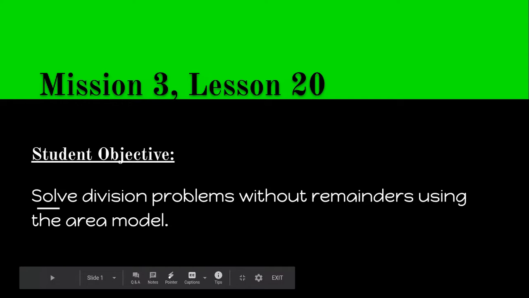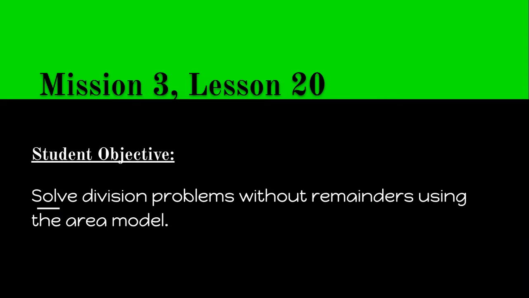Welcome to Mission 3, Lesson 20, where our student objective is to solve division problems without remainders using the area model. So what we're going to take a look at today, in other words, is the area model for division, because there is another way to do division, and it's the area model. We're going to take a look at a few of those today, and just as it says here, none of these will have remainders. And so let's take a look at a few of them.